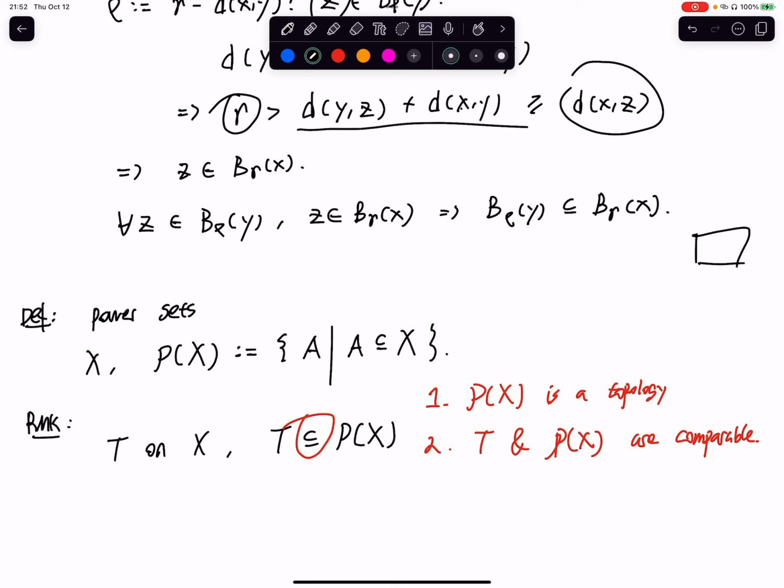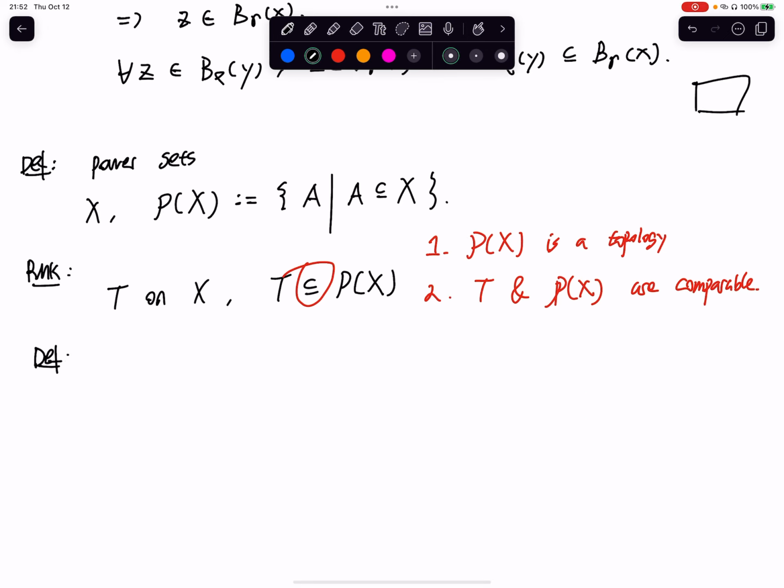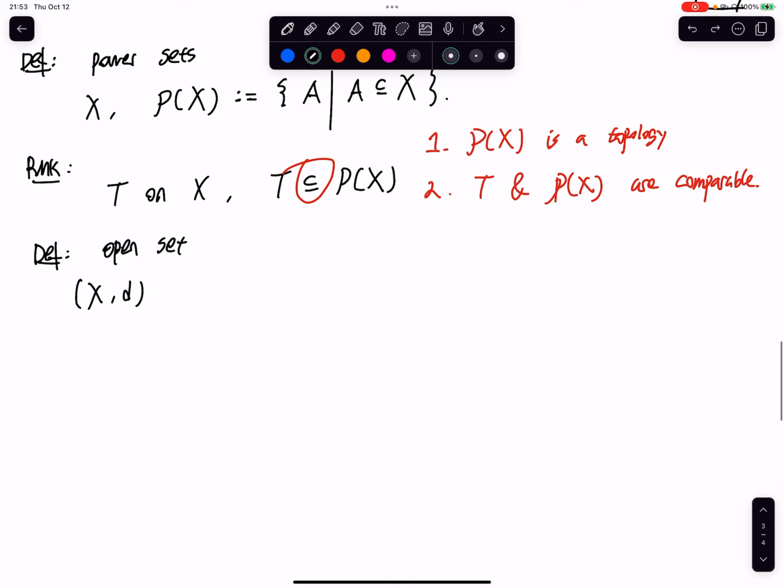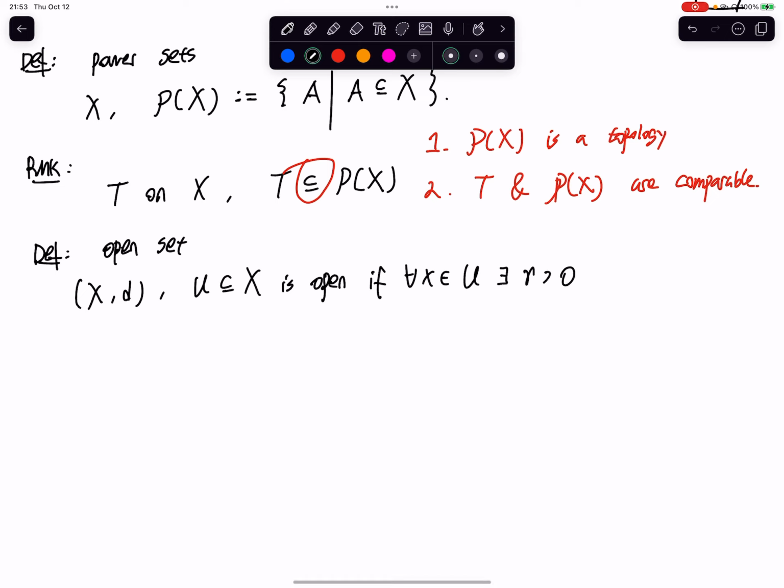So now we can define the open set, or more precisely, let us recall the open set in a metric space. This definition is induced by the open balls and also this lemma. So (X, d) is still a metric space. We say a subset U in X is open if for all x in U there exists an r greater than 0 such that B_r(x) is contained in U.